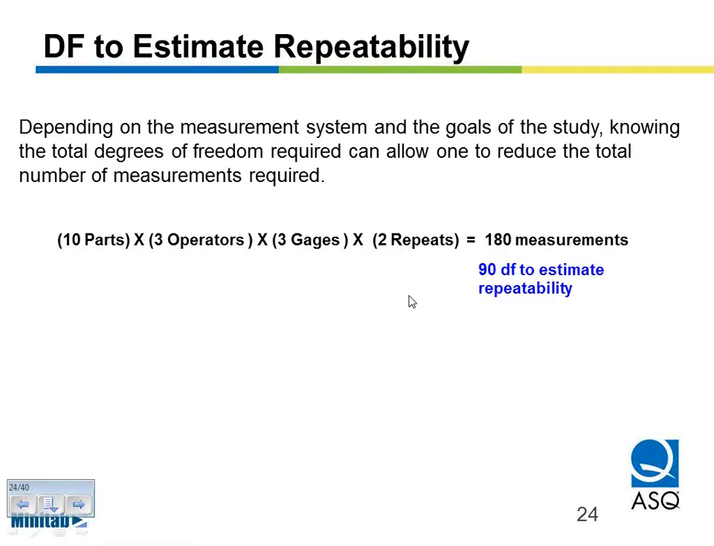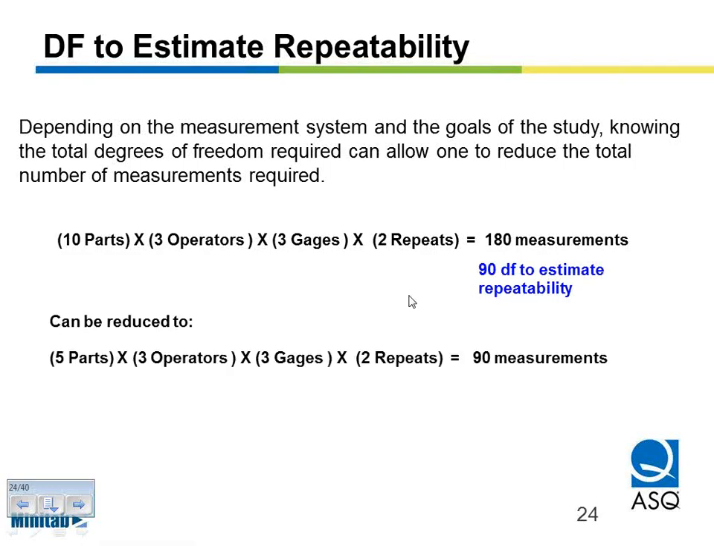That, according to our last graph, is more than we need. So when we make the suggestion that you could consider reducing the number of parts from 10 to 5, giving you 90 measurements or 45 degrees of freedom, which is plenty to get a reasonable estimate, you would say that this reduction from 10 parts to 5 parts is a worthwhile trade-off, something that you would consider doing.